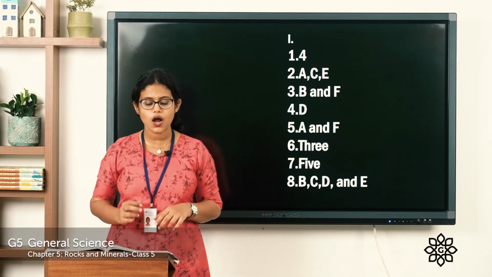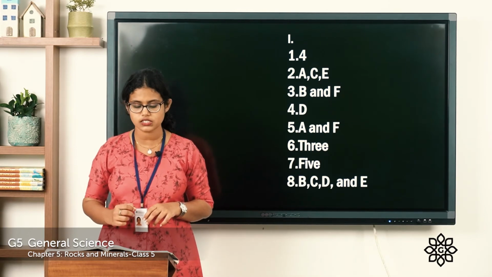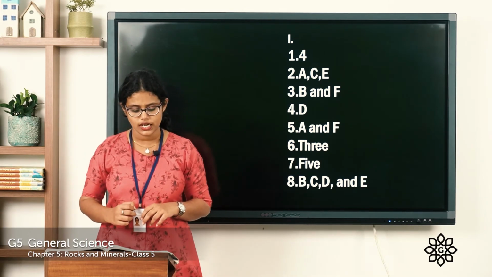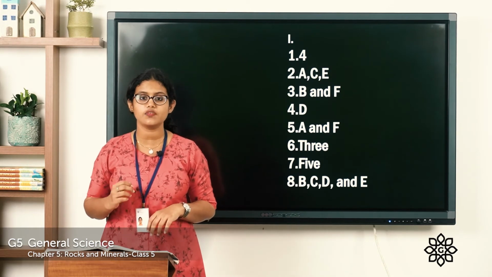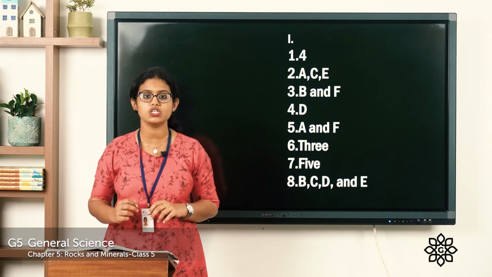Sixth one, how many different types of molecules have been shown? So, what is the answer? The answer is 3. The seventh one, how many different substances have been shown? What is the answer? The answer is 5.